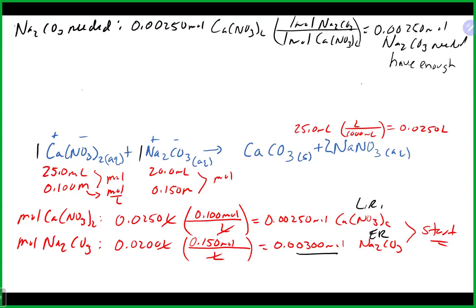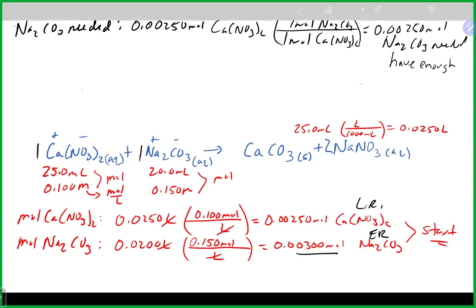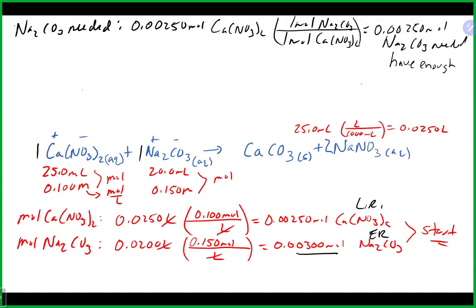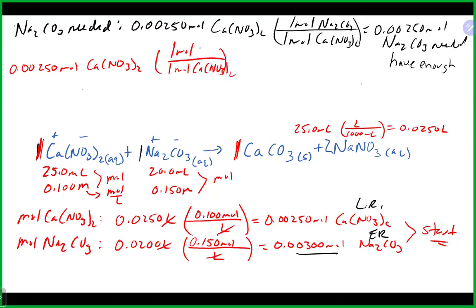So now that I know calcium nitrate is my limiting reagent, I can finish up the problem by using it. We'll use 0.0025 moles of calcium nitrate. I can now go to my product, which is a 1-to-1 relationship. A lot of 1-to-1s here, that's kind of nice. 1 mole of calcium nitrate to 1 mole of calcium carbonate. That's going to get me 0.0025 moles of calcium carbonate.